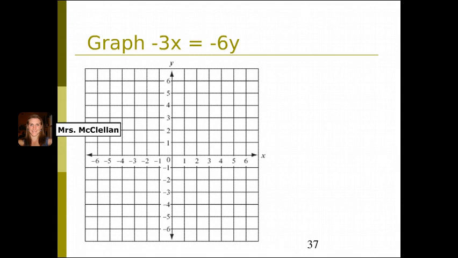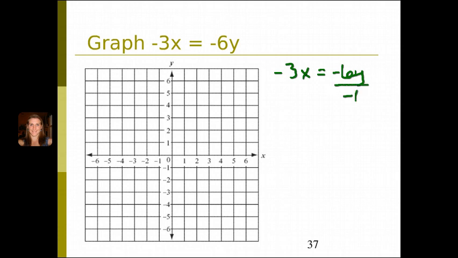In our last example, you'll notice that the equation negative 3x equals negative 6y is neither in standard form nor slope-intercept form. Therefore, you'll want to get this equation in whatever format you'd prefer. For me, it seems easiest to put it in slope-intercept form. In order to do that, I have to solve the equation for y. So I have negative 3x equals negative 6y, and I am trying to solve for y, so I would need to divide both sides by negative 6. Whatever you do to one side, you have to do to the other.